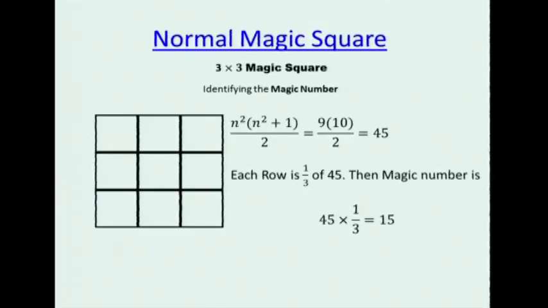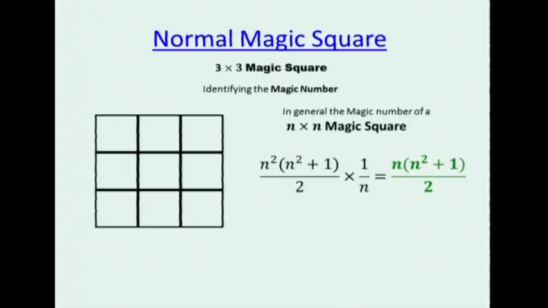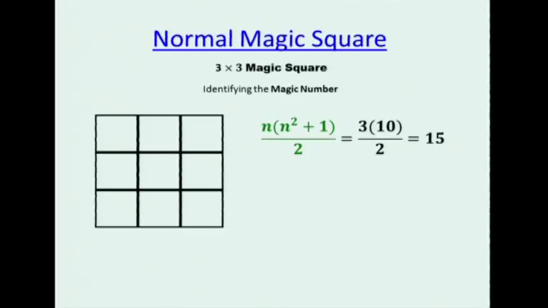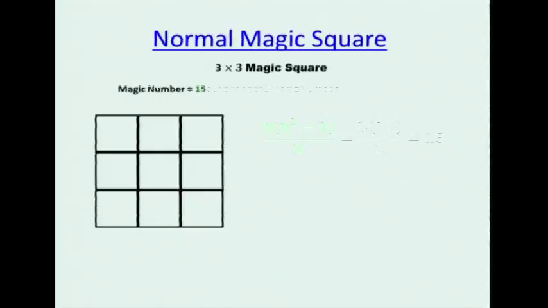As it turns out, we can generalize this formula. Because again, we're talking about n squared times n squared plus 1 divided by 2 multiplied by 1 over n. This n and one of those n's simplify to become this general formula. So that's n times n squared plus 1 divided by 2. This will tell us the magic number of any magic square. And if we plug these numbers in directly, we get 3 times 10 divided by 2, which is 15. So we know our magic number is 15.